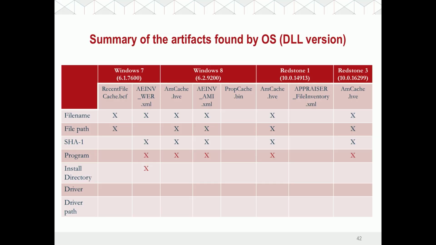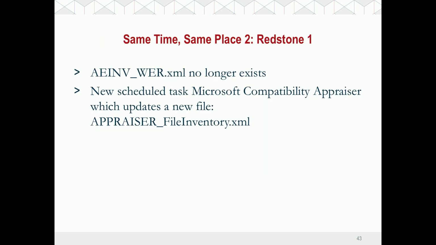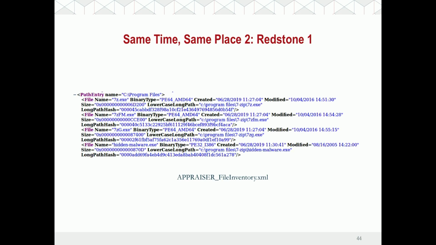OK, so let's update our table. Program information, you get that in AmCache or HVE, and you get that in both XML file from Windows 7 and Windows 8. But the list of every binary, you only get that in Windows 7. It's no longer in the XML file from Windows 8. That information was lost in this version. But good news, Windows 10, because they changed things a lot. The XML file doesn't exist, but you have a new scheduled task. You have Microsoft Compatibility Appraiser, and it updates a file called file inventory. This is what you want to look at.